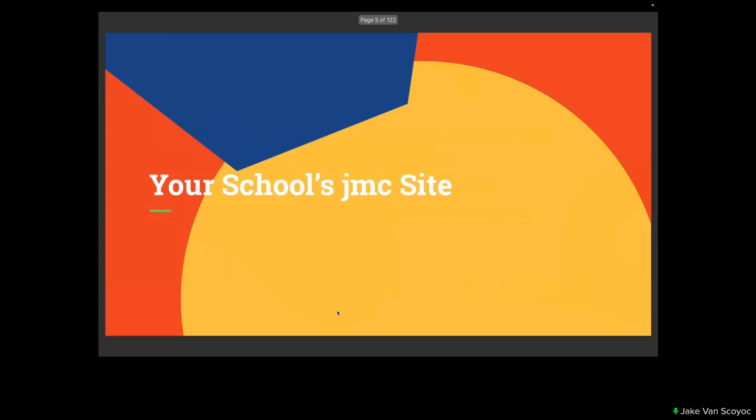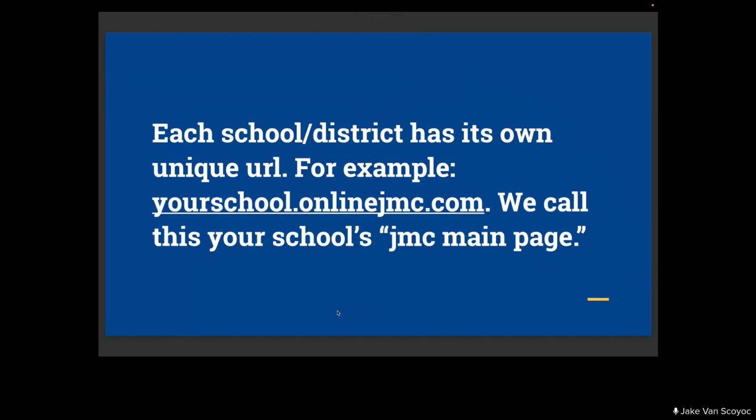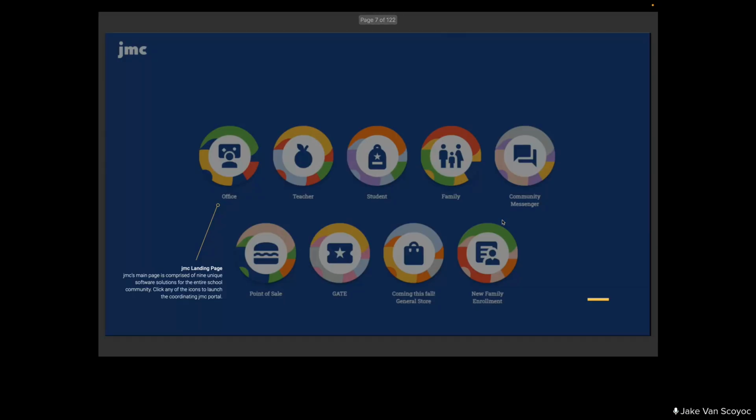So we'll start with your school's JMC site. Each school district has its own unique URL, for example, yourschool.onlinejmc.com. We call this your school's JMC main page. If you don't know what your JMC main page is, you can go to your school's website and find that, or you could talk to your tech professional. But if you went to the office program or someplace on your school's main page and got rid of everything after .com, that would take you to your school's JMC main page.